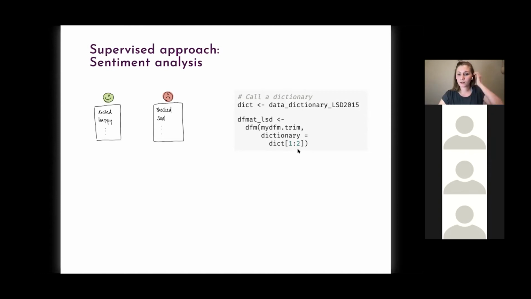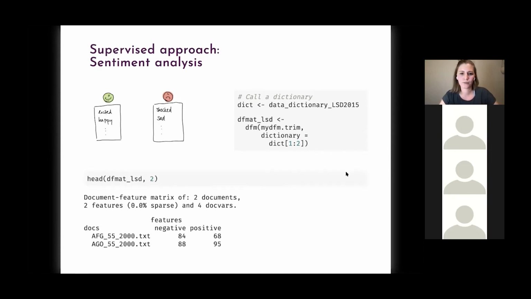And what you then do is, here we use the dictionary that we assign to the dict object. And we use only the first two columns because they're happy and sad. They have plenty of other variations in the sentiments, and we can look at it in a second to see which ones they are.